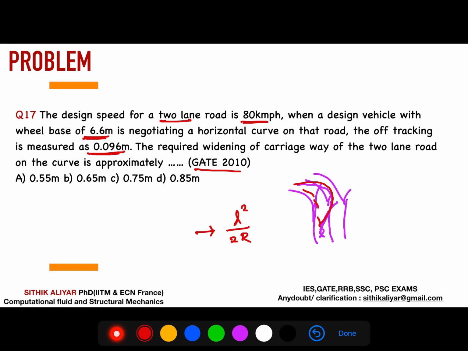And then they are asking the required widening of the carriageway of the 2-lane road on the curve, so they are asking the extra widening. Okay, so it's quite simple, because they have given L square by 2R, so already they have given some clue, and also there is a 2-lane, so they have given some clue about the mechanical widening. Also you see something is missing in the problem: R. Correct, they didn't give you radius. If you don't know the radius, you cannot solve, because both psychological widening and mechanical widening involve R. So using the off tracking, you can determine the radius.